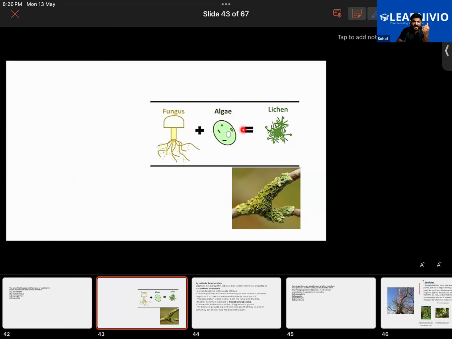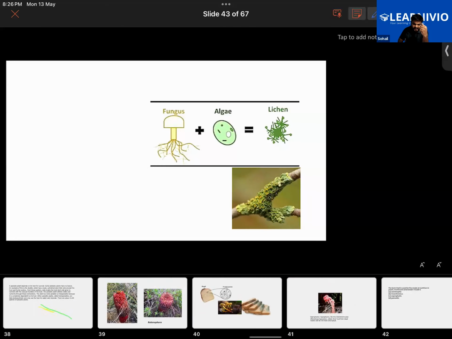Algae is able to perform photosynthesis, but it is not able to absorb the water on its own. So it takes help of fungus, and both of them live together happily in a symbiotic relation where both of them are benefited.